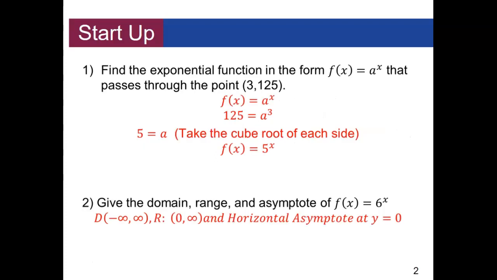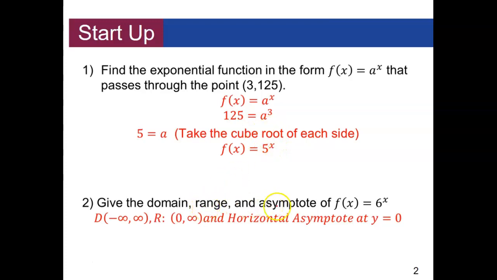Okay, on the first one, if you're going to put it in this exponential form here and passing through this particular point, then this is going to be my x and this will be my f of x. So I'm going to put the f of x in here and I'm going to substitute the 3 for the x. I'll need to take the cube root of both sides and then I get a equals 5. And so from there, I'll have f of x equals 5 to the x.